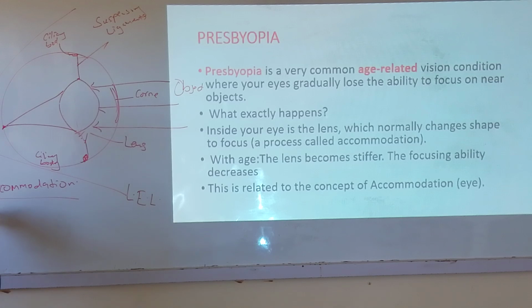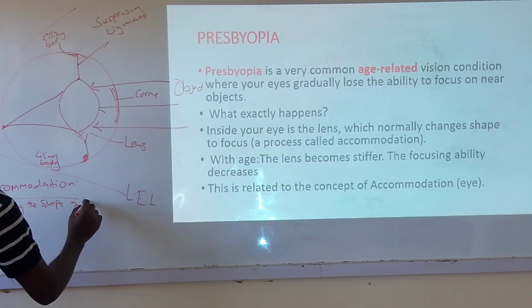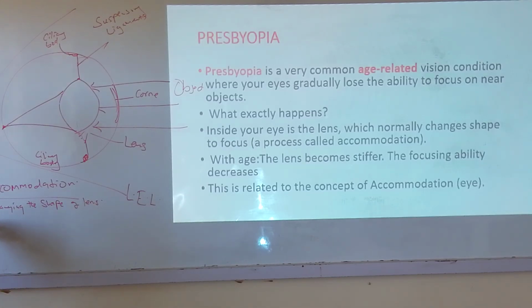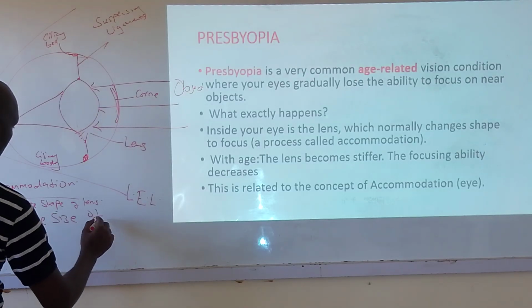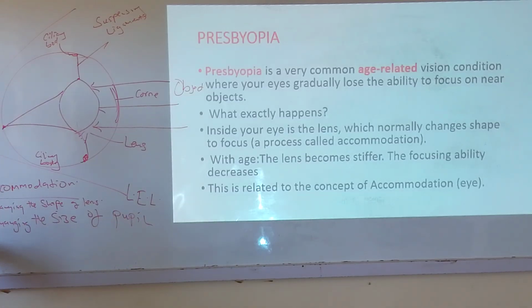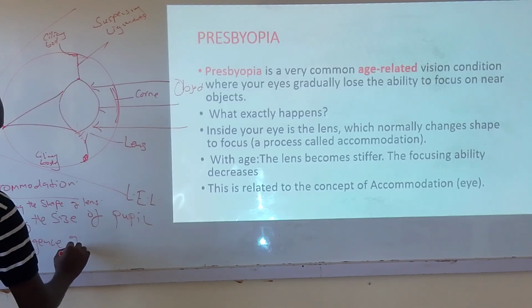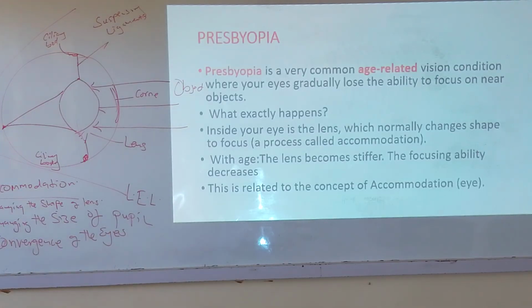So it will involve, one, changing the shape of the lens. Number two, changing the size of the pupil. Then number three, you have convergence of the eyes. These are the components of accommodation.